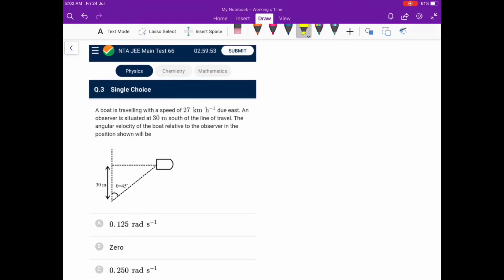Next, a boat is going with speed of 27 km per hour. You can convert it as, let's say, 15 meter per, not 15 meter, sorry, it would be 27 into 5 by 18. So it would be 15 by 2 meter per second, 7.5 meter per second due east. An observer is situated at 30 meters south of the line of travel. So it is traveling due east, this is 30 meters south.